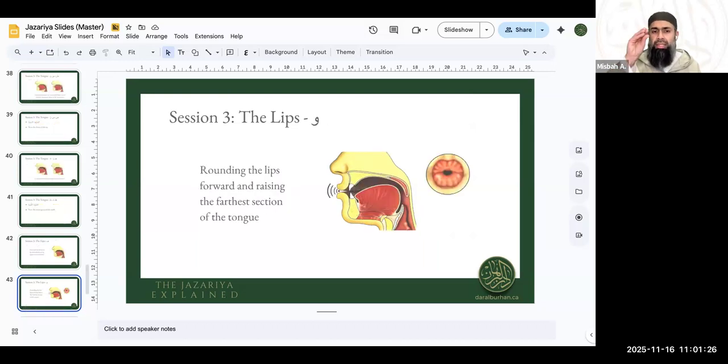Okay? Rounding the lips forward. This is important. Sometimes we notice that the wow is not clear. Why is it not clear? Because you're not bringing your lips out. And I like to say in English, we can say, pucker your lips. Okay? Bring them like this. Look at my lips. This is wow. When I do this, I can produce wow correctly. Rounding of the lips entirely and pushing it forward. And it requires practice if you're not used to it.